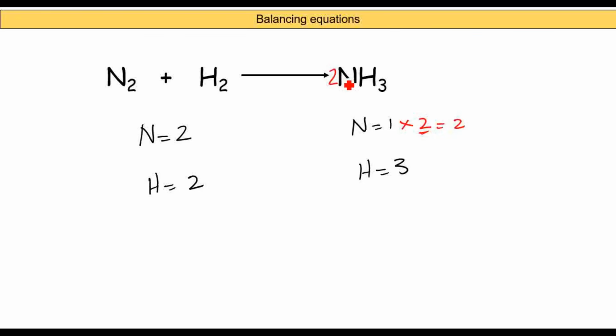You put that 2 in front. So you now have 2 nitrogen, 2 nitrogen. However, you've also now affected your hydrogen, which now makes it 6. So what can I do to make this 6 on this side? You can times it by 3, that now becomes 6. You take that 3, you stick that 3 in front, then we check: 2 nitrogen, 2 nitrogen, 3 times 2, 6 hydrogen, 2 times 3, 6 hydrogen. Equation is balanced. Too easy.